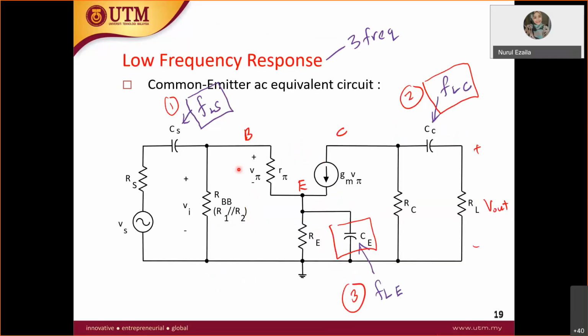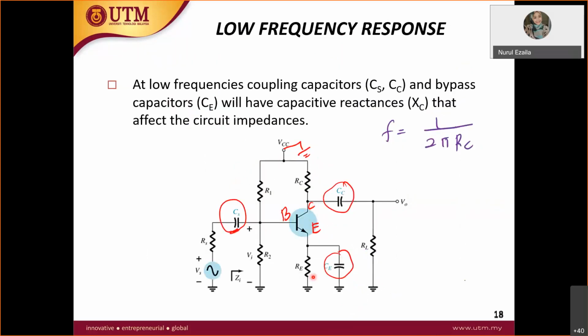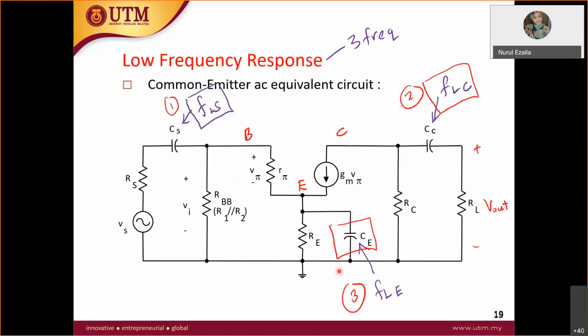So for low frequency, this is how it looks like. We draw the hybrid pi model where we have R pi and gm v pi, and we also have to include RE because we want to put the capacitor CE as well. So at the emitter we have RE and CE, and as we go on we have R1 parallel with R2 and RS over here. We will look at the coupling capacitors referring to these capacitors: 1, 2, and 3.